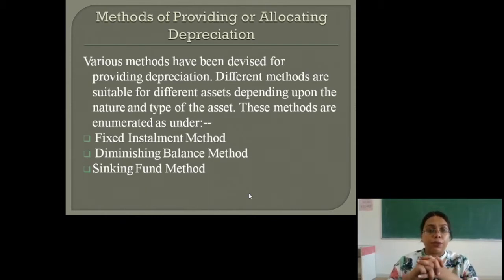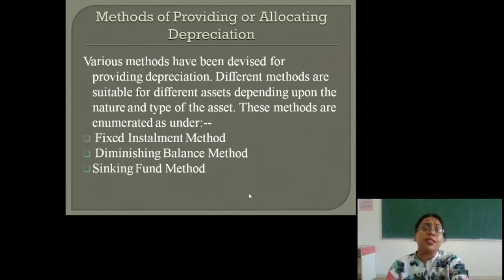Now we will start with the methods of providing or allocating depreciation. So what are the various methods which we use for providing depreciation to our fixed assets? There are many methods of providing depreciation to our fixed assets, but in our syllabus we will have to study only three methods. Various methods have been devised for providing depreciation. Different methods are suitable for different assets depending upon the nature and type of the asset.